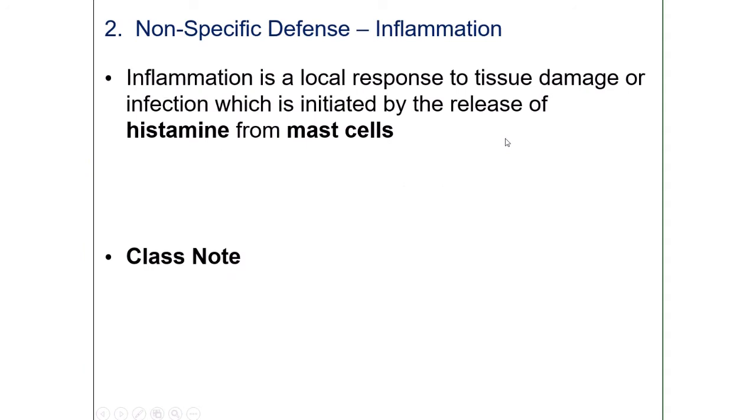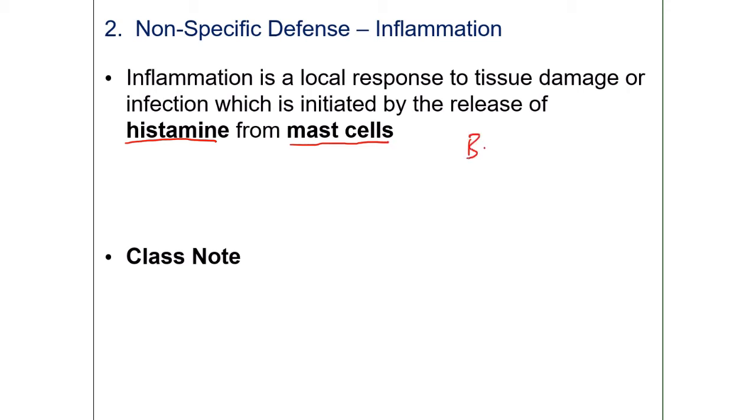Now, even the best physical barrier is not going to be able to keep things out all the time, right? We are going to have cuts, for example, then there is going to be a breach in the skin, and the pathogens will now be able to enter the body. So if it enters the body, one of the first local responses to tissue damage or infection is inflammatory response. And this is initiated by the release of histamine from what we call a mast cell.